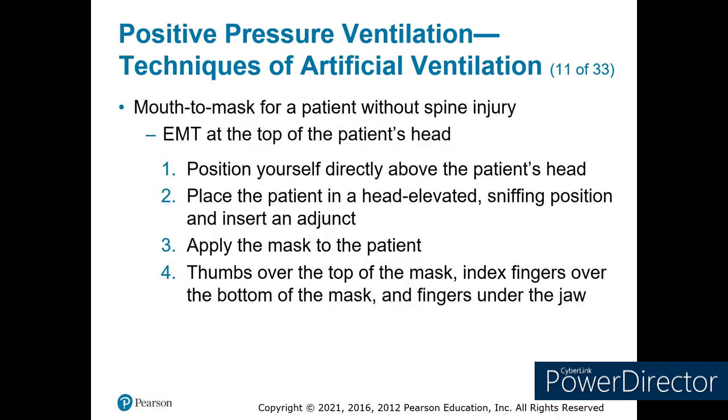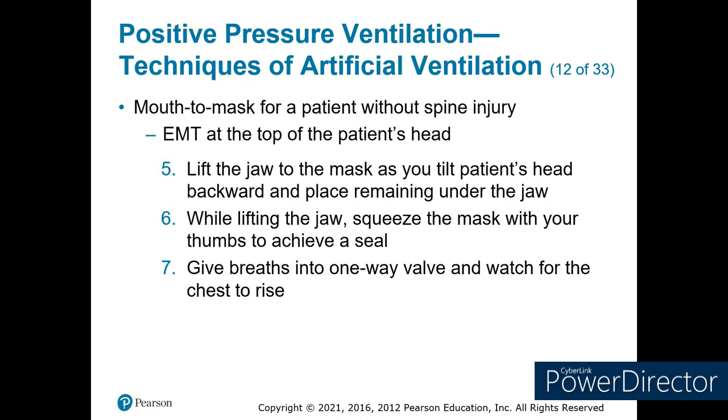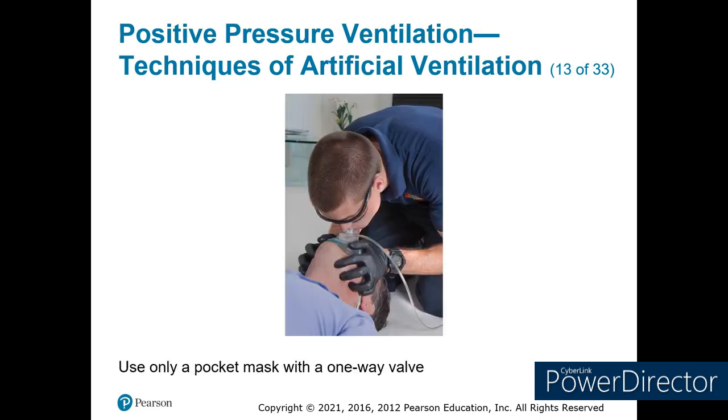So if you have a patient without head or spinal injury, you get at the head, you put fingers behind the jaws, you sit your thumbs on your mask and you pull the face into the mask, and then that gives you a good open airway. This might be a time to drop an OPA to give you even better airway. So lift it into the mask, squeeze the mask with your thumbs as hard as you can, and give a breath through the one-way valve, looking down at the chest to make sure it goes up and down with each breath. Here's an example, and you see he's got the oxygen tube hooked up to it.